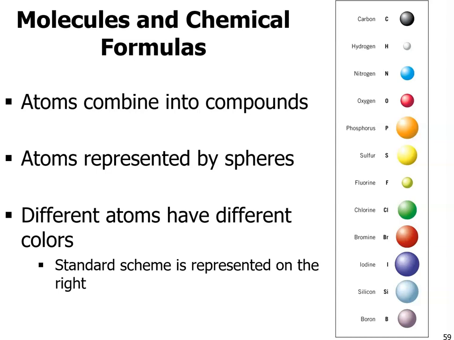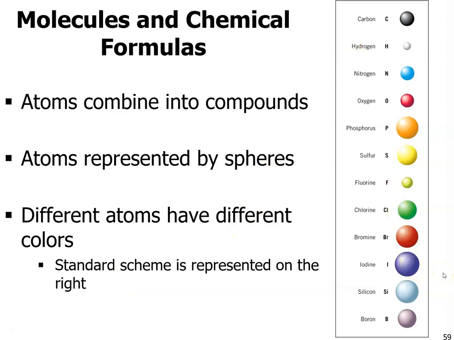Now that we have described and spoken about atoms and how they are different from one another, we're going to start talking about what happens when we combine these different atoms to create compounds. A lot of the time, there are different ways to represent atoms, and typically they're represented by these little spheres that you can see over here on the right side.